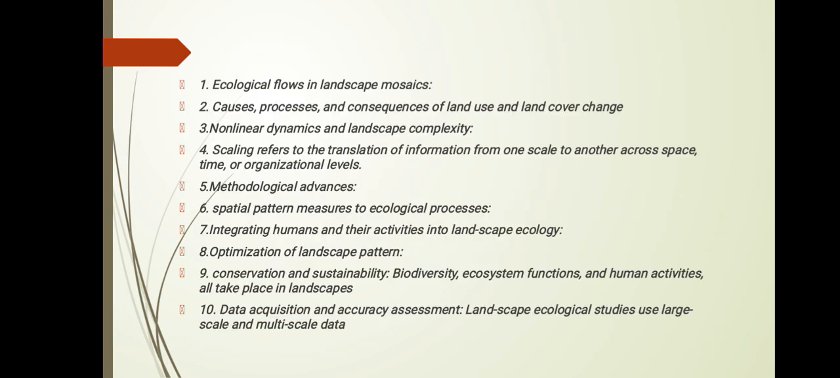One, ecological flows in landscape mosaics. Two, causes, processes, and consequences of land use and land cover change. Three, nonlinear dynamics and landscape complexity. Four, scaling, which refers to the translation of information from one scale to another across space-time or organizational levels. Five, methodological advances. Six, relating spatial pattern measures to ecological processes. Seven, integrating humans and their activities into landscape ecology. Eight, optimization of landscape pattern.